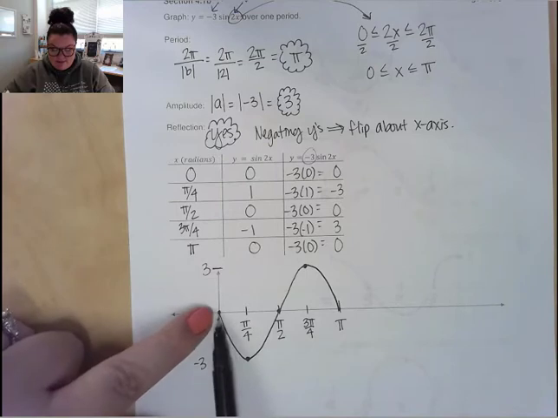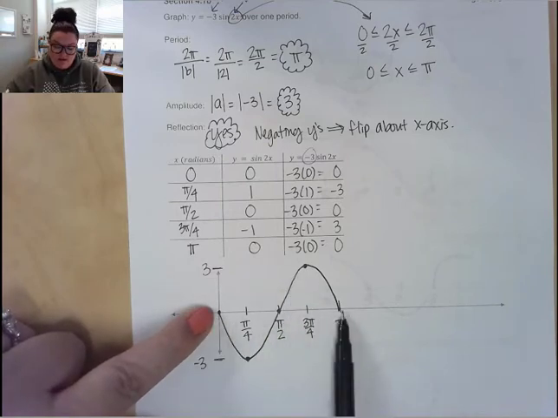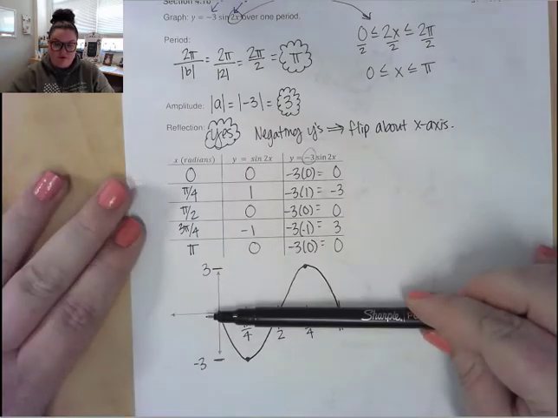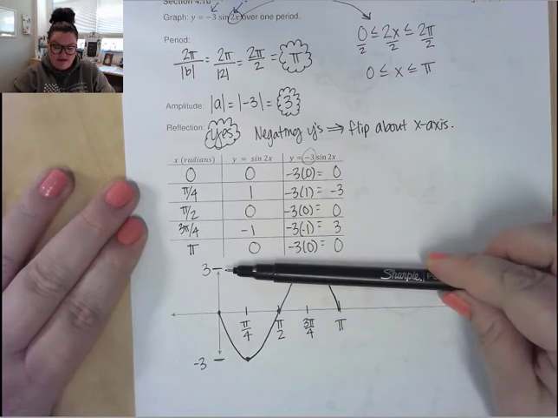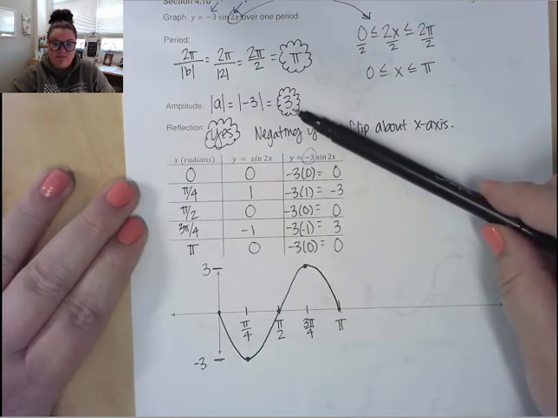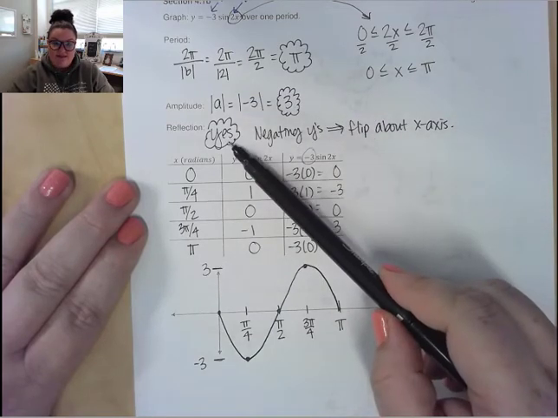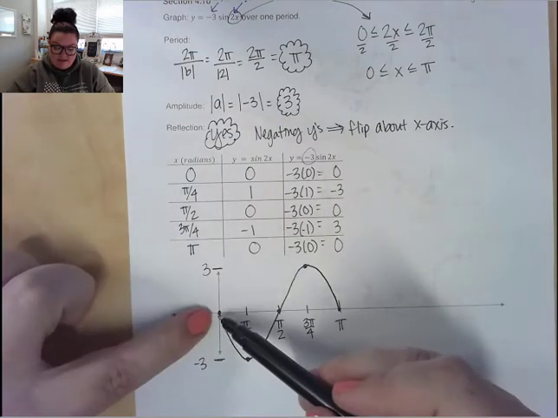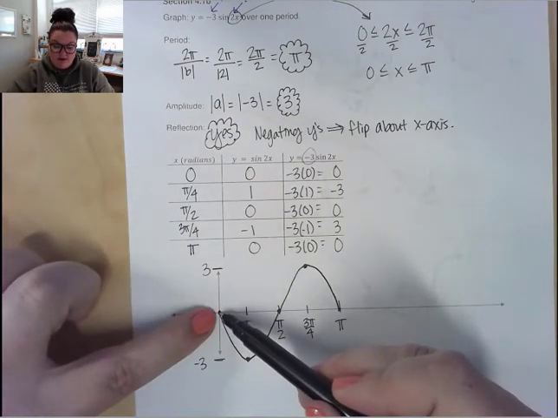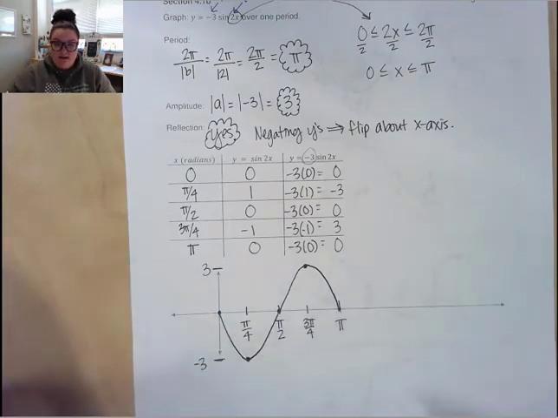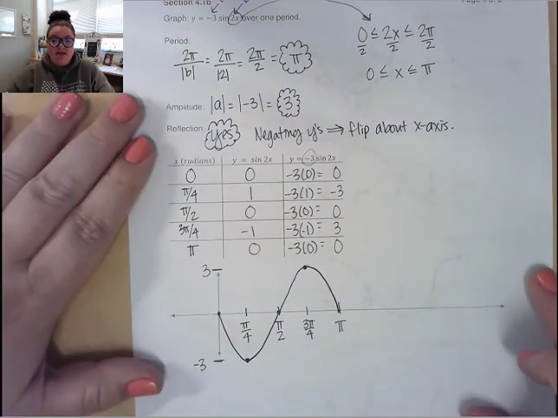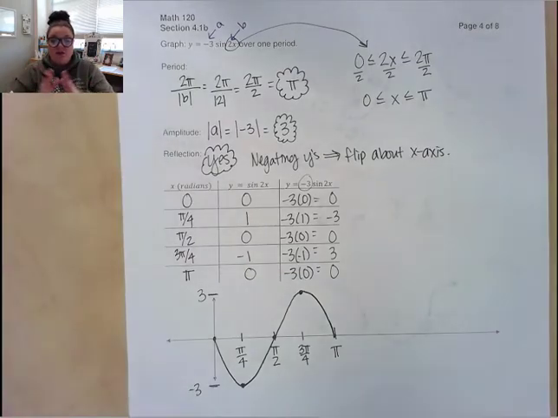So notice I was able to graph the full cycle in a pi distance. My amplitude from my vertical center up to my maximum is indeed a distance of 3. And I can tell that yes, there is a reflection because my sine curve normally starts at 0 and goes up. And here it's at 0 and it's going down, okay? All right, so this is the process that you need to be familiar with when you're graphing these problems.